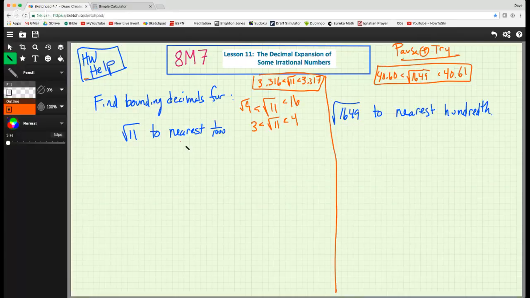But let's go ahead and do it. So the square root of 11 is between 3 and 4. So I'm going to try estimate number 1. Let's try 3.5.